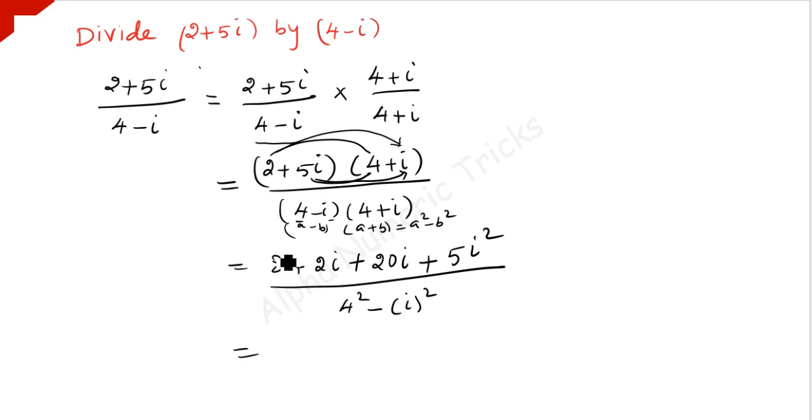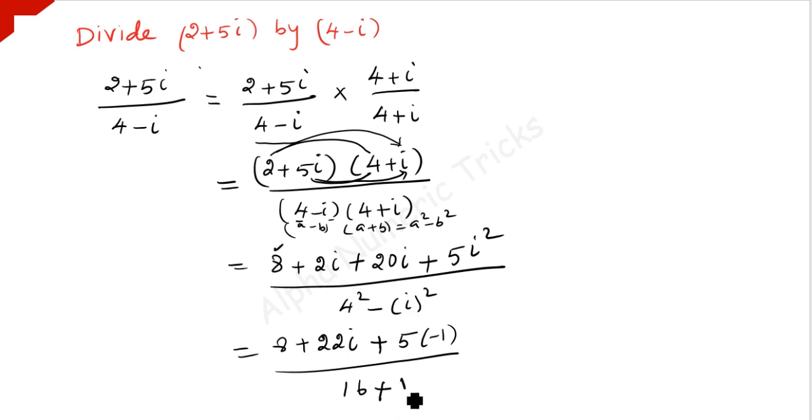Okay, so which is equal to here 8 plus 2i plus 20i becomes 22i, plus here 5 into i squared, value is minus 1, divided by 4 into 4, 4 squared is 16, minus i squared is minus 1. So minus minus plus, and here 1 you have to write it.